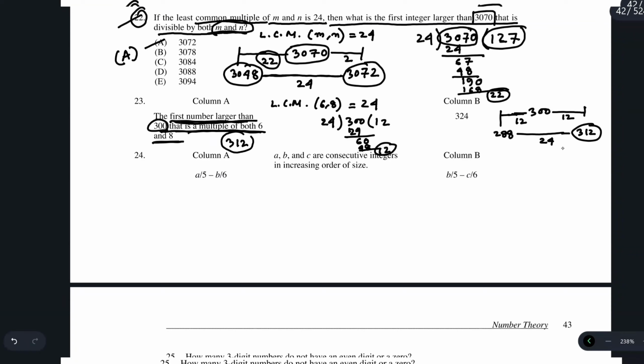So the value of column A is 312. The value of column B is 324. We know that column B has the higher value. So the answer for question 23 should be B.